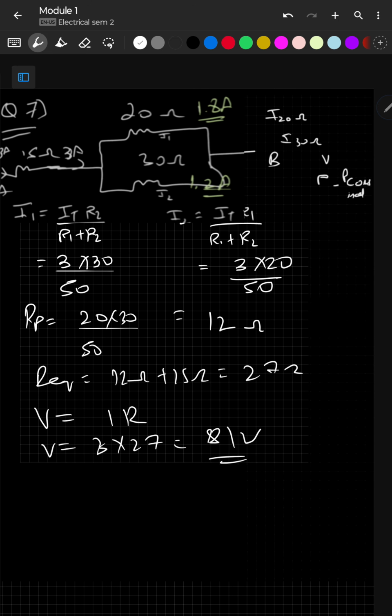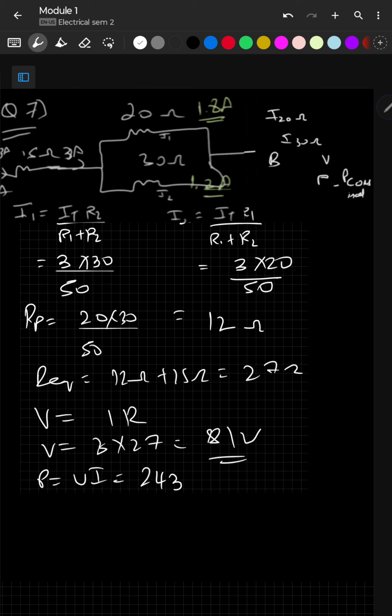Now I have to find the power consumed. So P equals V into I. So 81 into 3, 243. This is the total power consumed, because total current is 3 ampere. Total power consumed also I can write it as this. So 243 watts is the total power consumed. Okay.